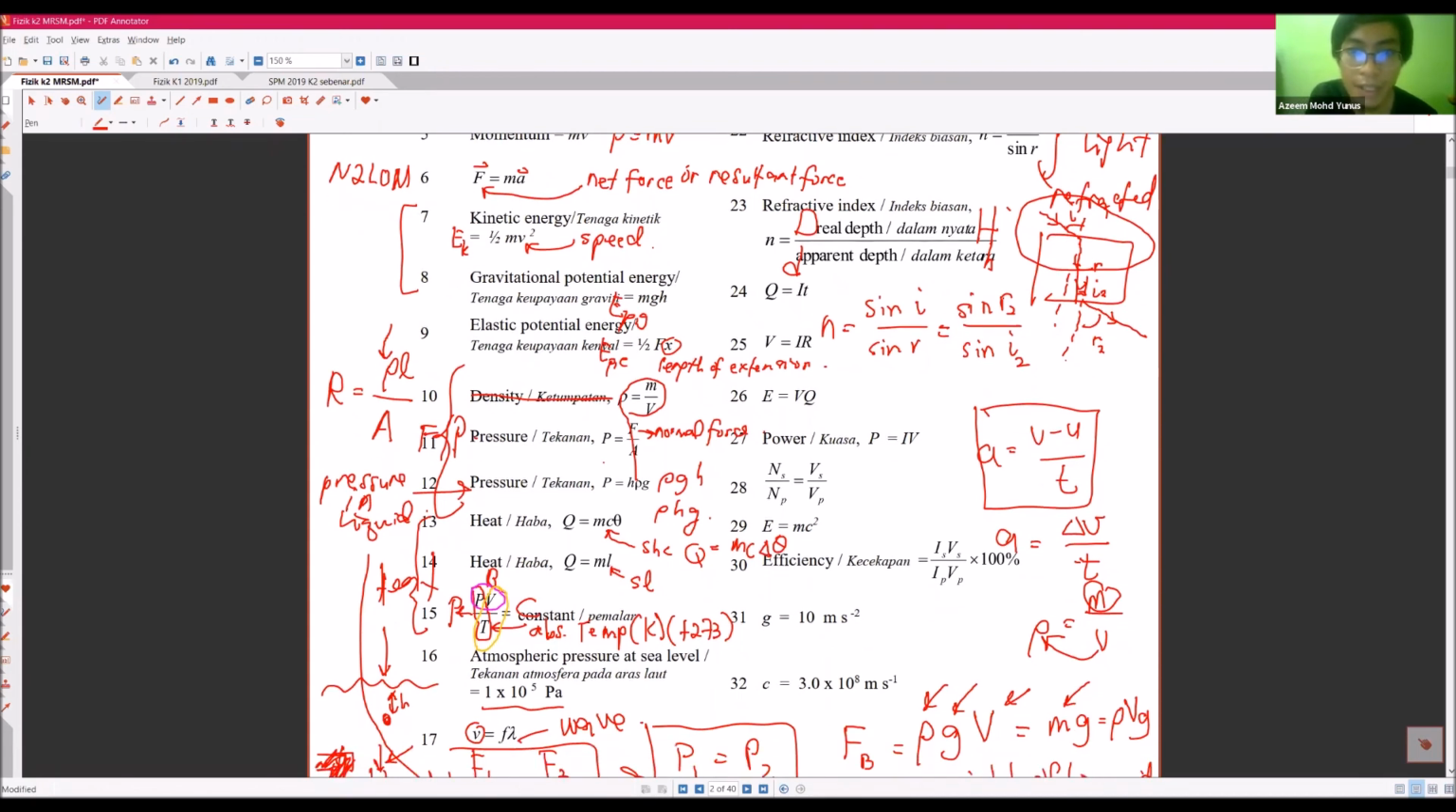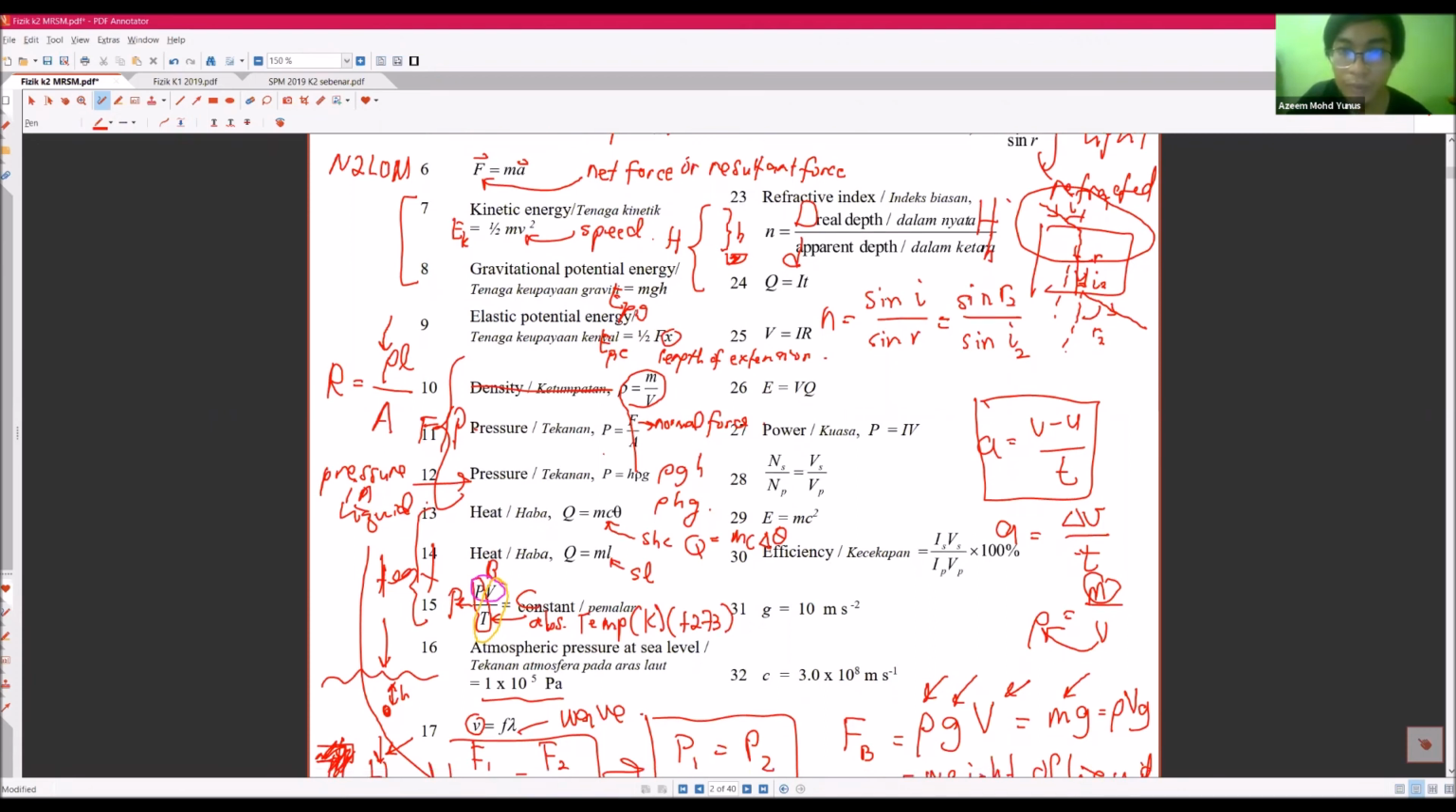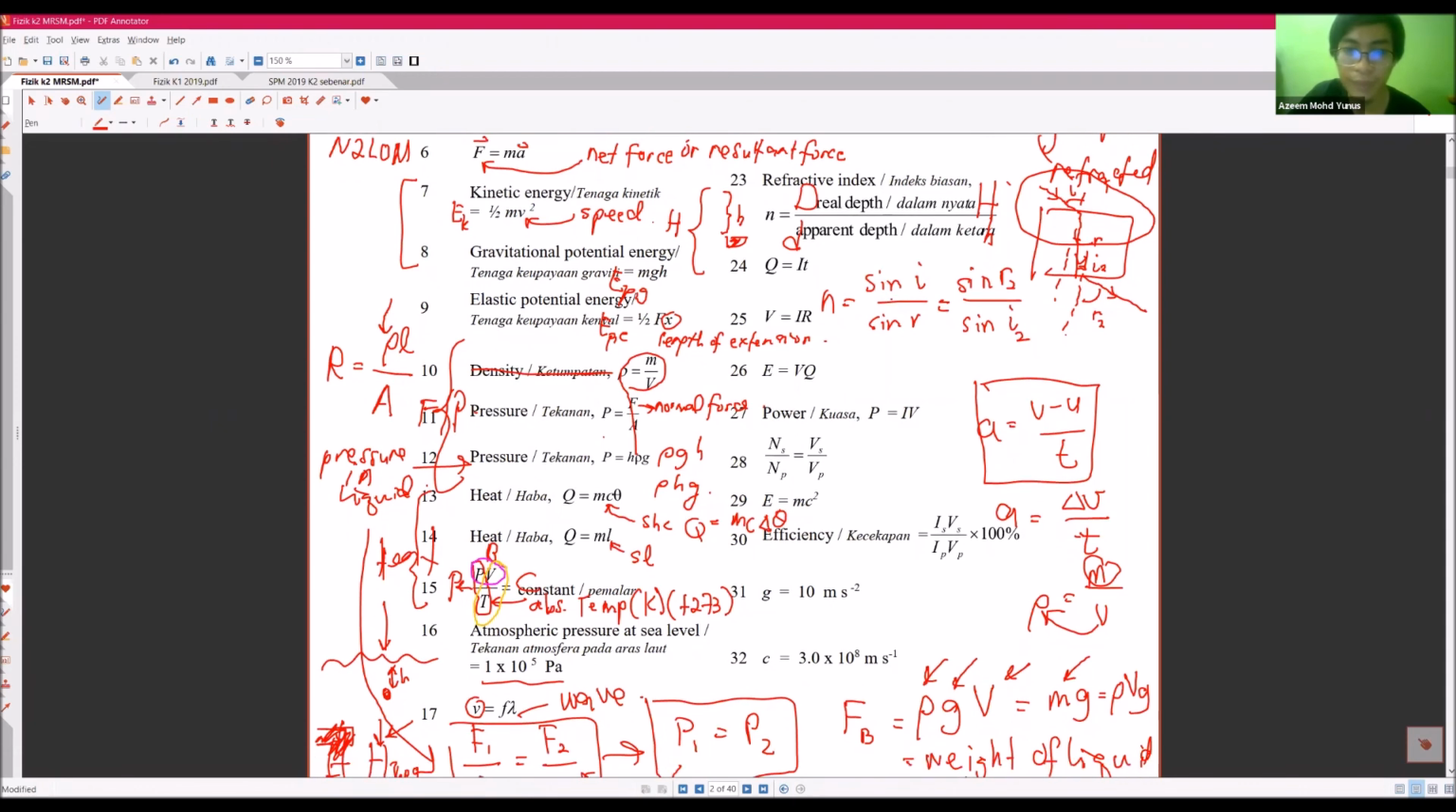Real depth is how much from the top to the image, not from the bottom, always from the top. Your depth must be calculated from the surface, not from the bottom. So make sure that you know the difference in how to calculate the depth of a liquid. It's also applicable for force and pressure as well.